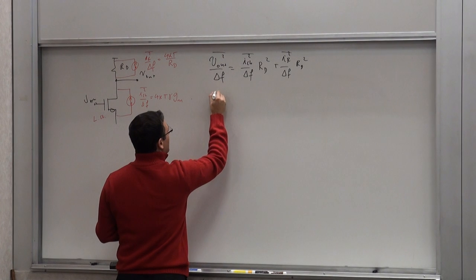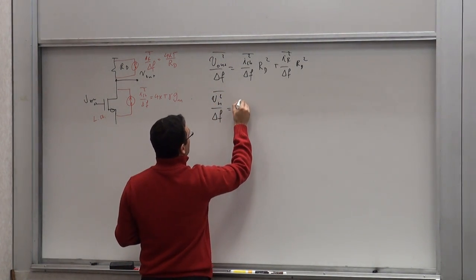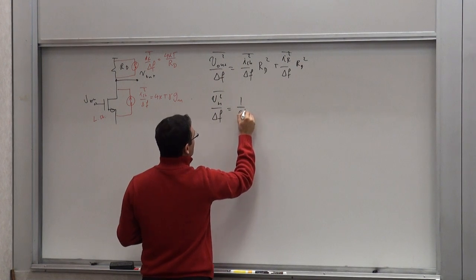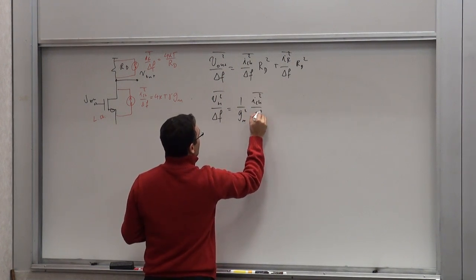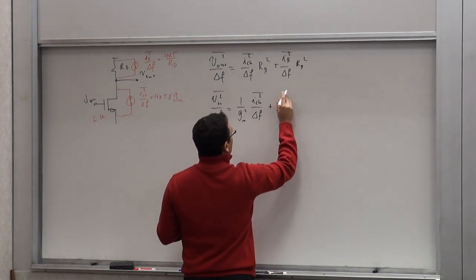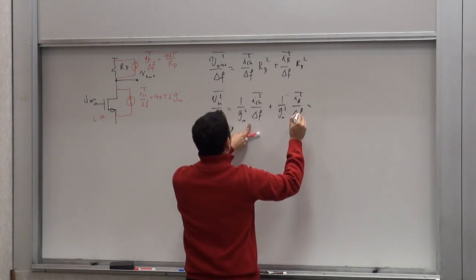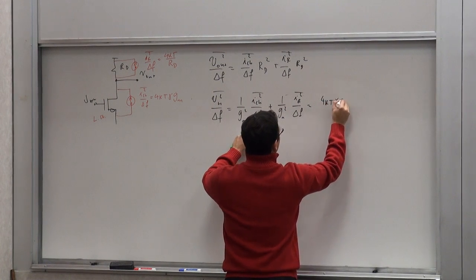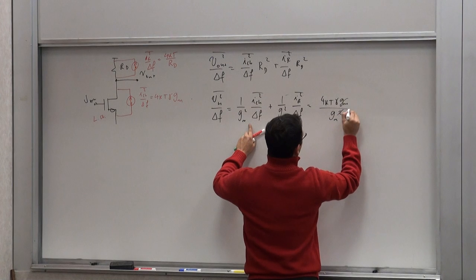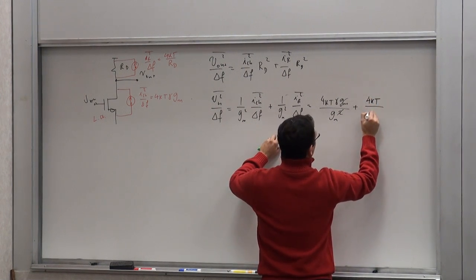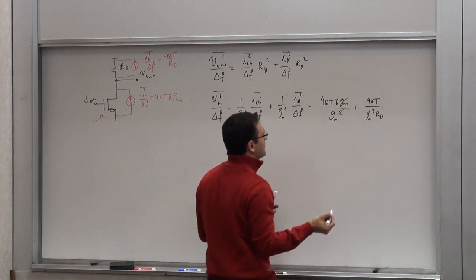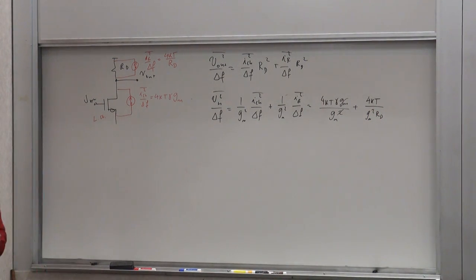So V_in squared over delta f is this divided by gm R_D. So it's basically one over gm squared, I_channel squared over delta f, plus 1 over gm squared, I_R squared over delta f, which basically is 4kTγ gm over gm squared plus 4kT over gm squared R_D. That's the input-referred voltage source. Very similar to the common gate, because when you null the input voltage source, it is the same as the common gate. I'm sorry, common source. The common source.